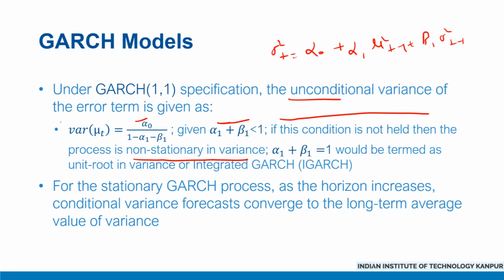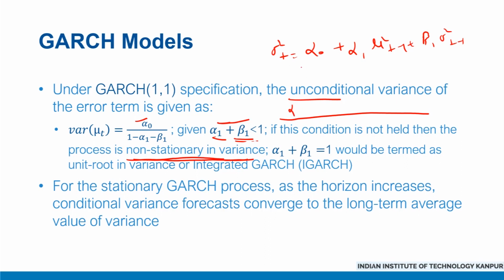Probably many of us would have heard the term non-stationary in mean, or stationarity of a series. This is what we call non-stationarity or stationarity of variance. So if alpha 1 plus beta 1 is less than 1, then the process is stationary, but if this condition does not hold, then it is non-stationary.